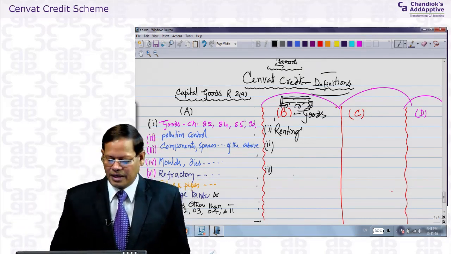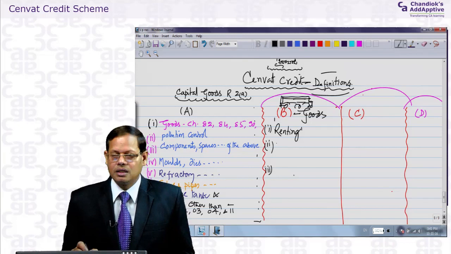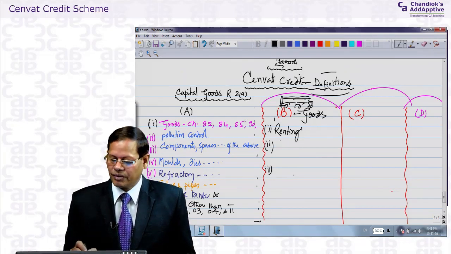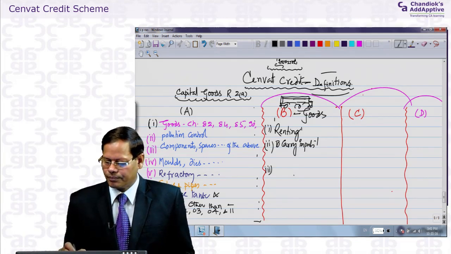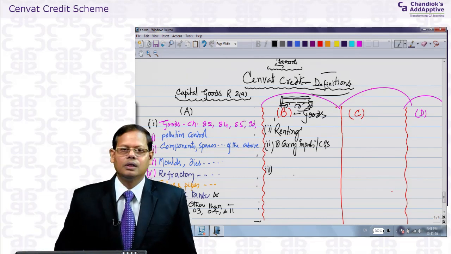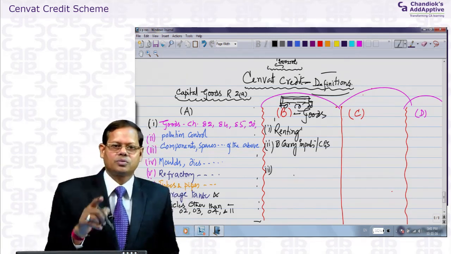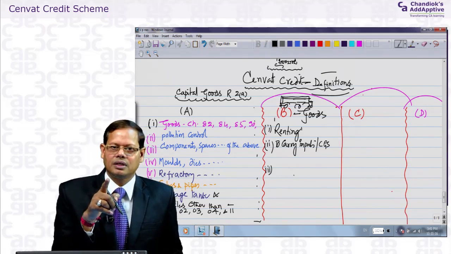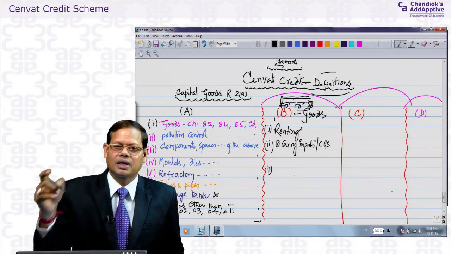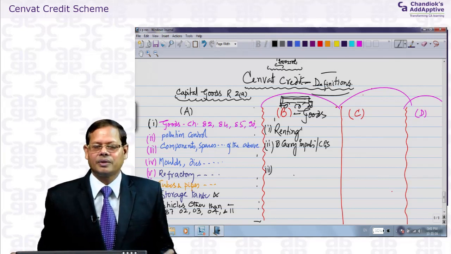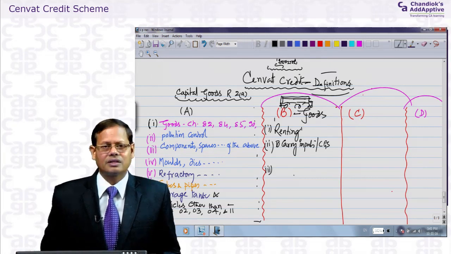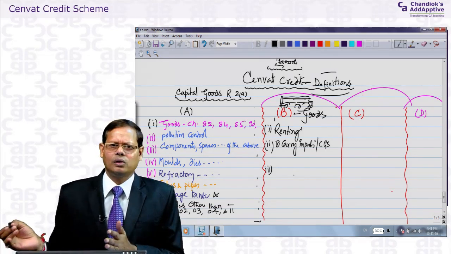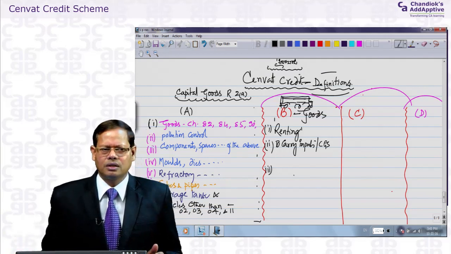And next, to carry inputs and capital goods, vehicle used to carry inputs or capital goods by a service provider. Suppose you are a service provider, you are using some vehicles for carrying inputs or capital goods. For example, Shamiana, Pandal Shamiana service, or outdoor catering services. So, for outdoor catering, he has to carry all the equipments to a spot, picnic spot.